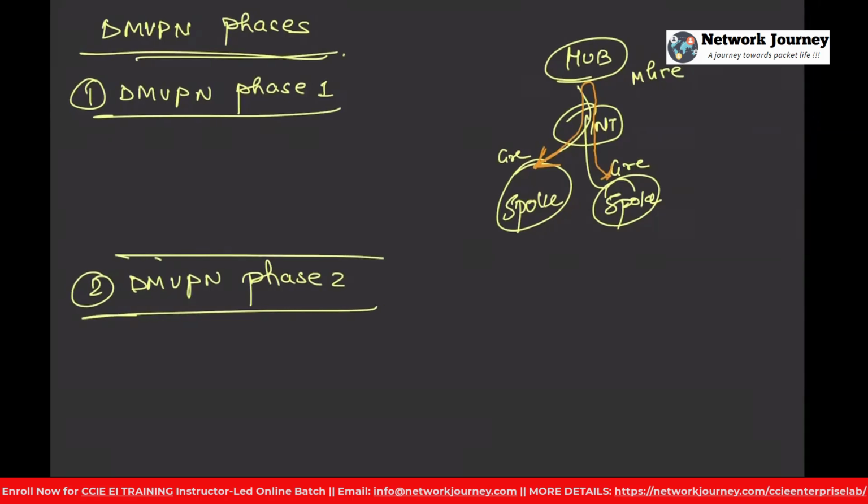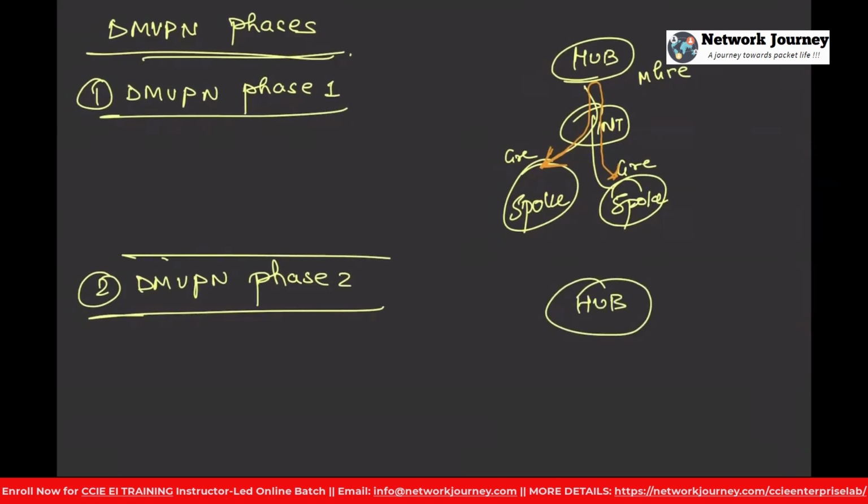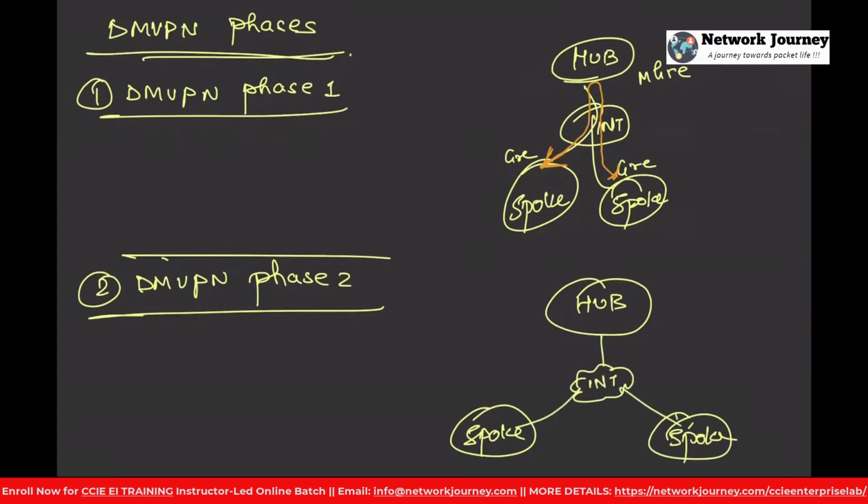So phase 2: hub, spoke, internet. Here the hub is configured as mGRE, and your spokes are also configured as mGRE, so you can create a spoke-to-spoke tunnel directly, which is created dynamically when they want to send traffic to each other.